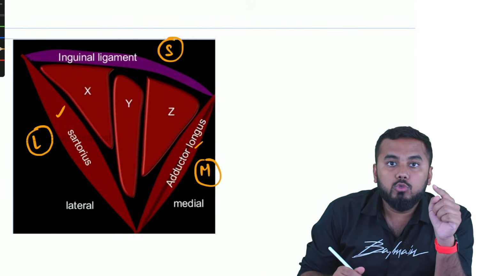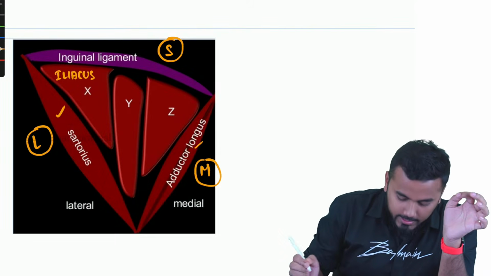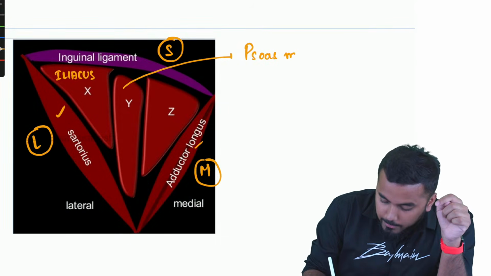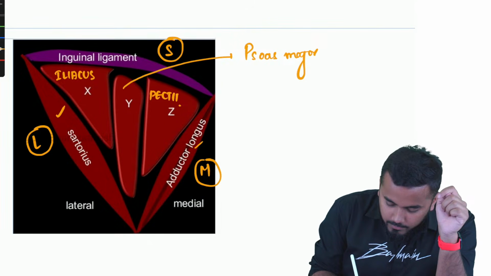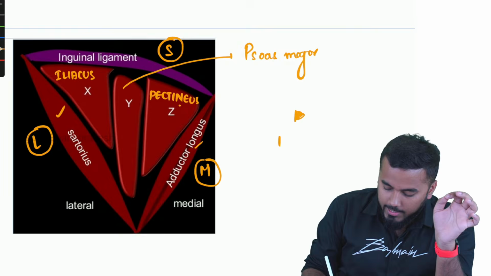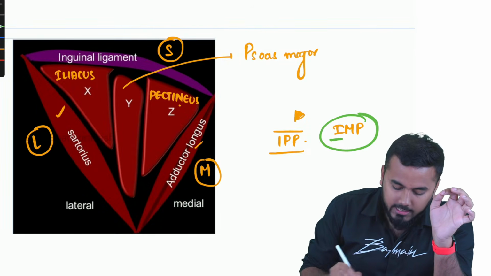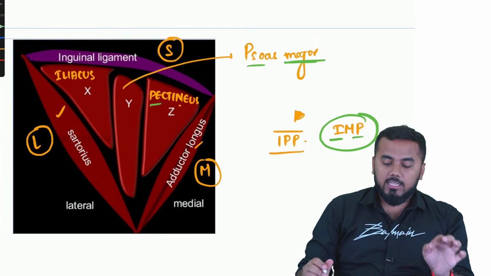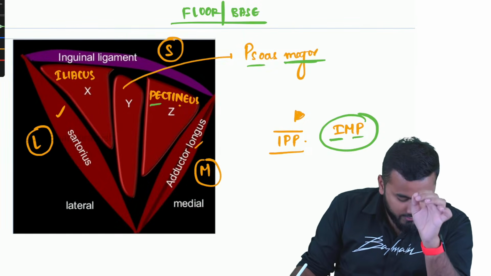X is called iliacus muscle. Y is called psoas major muscle. And Z is called pectineus muscle. Remember it as IMP, important. IMP stands for important. What is I? I stands for iliacus. M stands for major. What major? Psoas major. And P stands for pectineus. So these 3 muscles form the floor, or the base of femoral triangle.